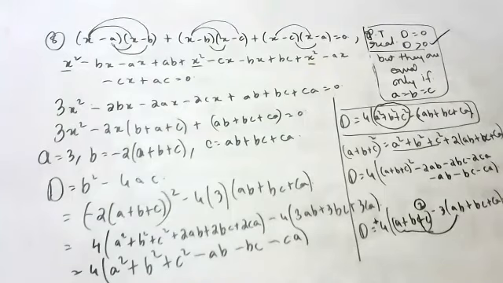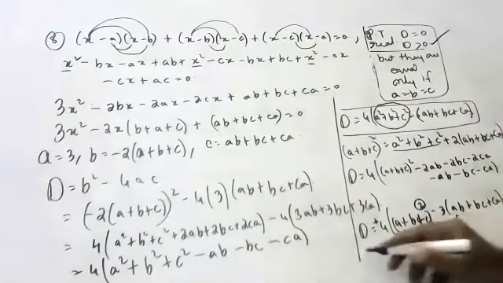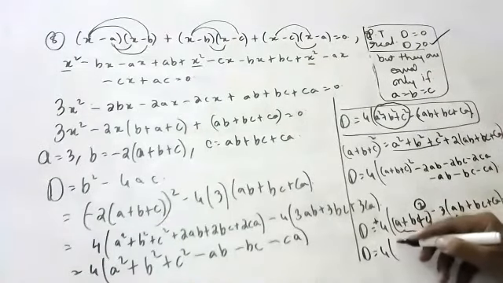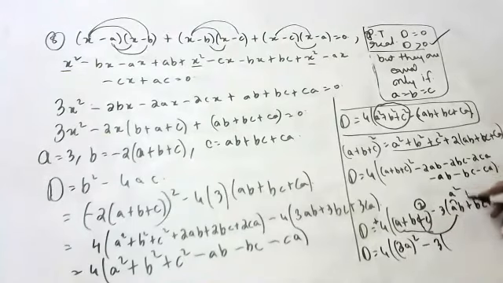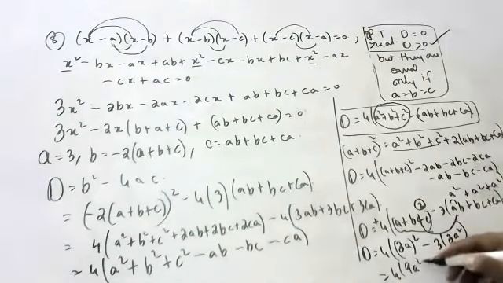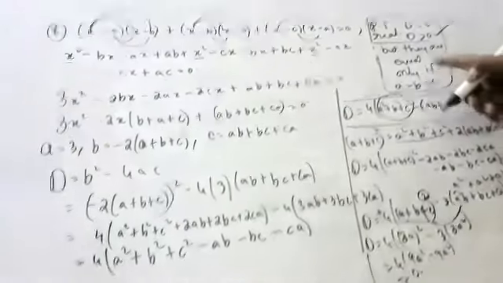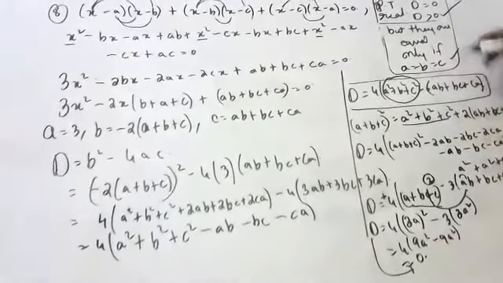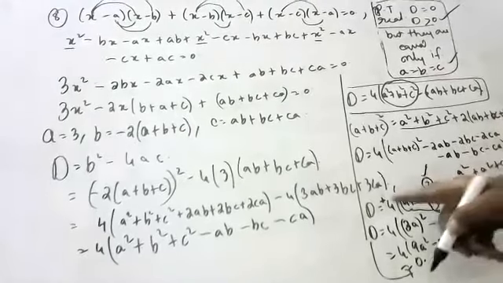Or see, children, slowly I will say: if a and b and c are equal, if all these 3 are equal, what you will get is 3a whole square, and this is a square, this is also a square, plus a square plus a square, how much, children? 3a square. So 4 into (9a square minus 9a square) is equal to 0. If the discriminant is 0, then they are equal. If a and b and c are equal, it is 0. If they are not equal, here the square is there, you get a positive value.